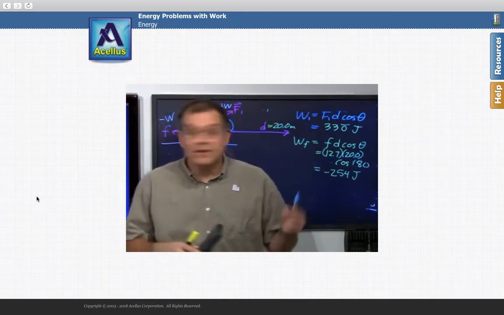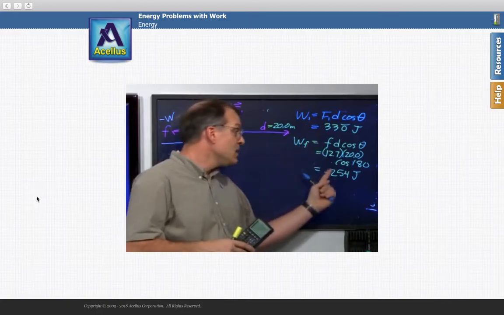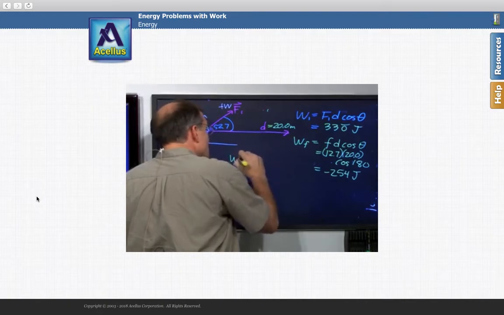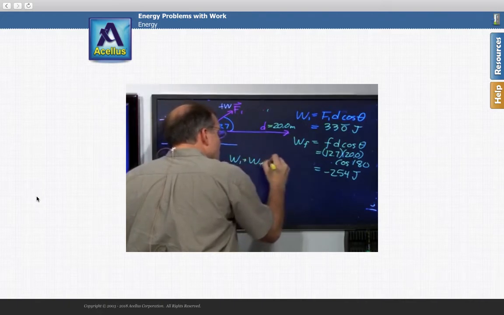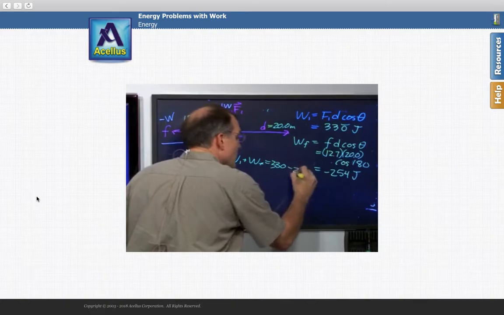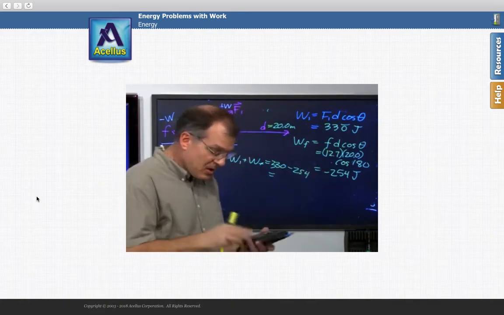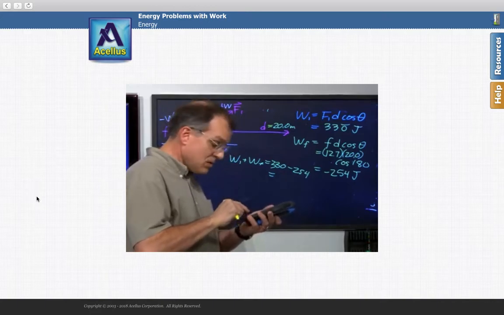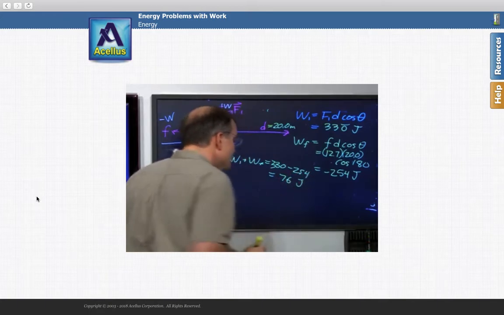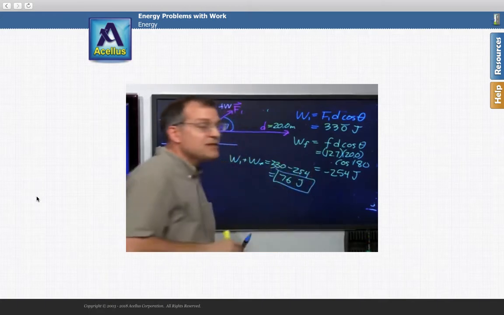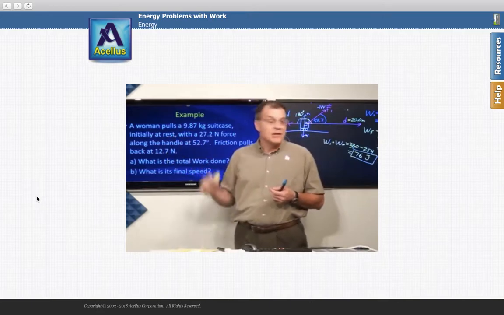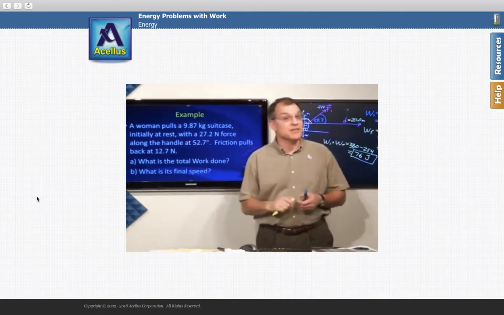Okay, the lady put in 330 joules of work. Friction took away 254 of it. So the total work is the sum of those two things. That's equal to, she did 330. Friction took away 254. So overall, the suitcase gained 76 joules. And I lost a sig fig in the process, so we only have 2 now. Okay, it's got 76 more joules of energy than it started with. So it started with none. It gained 76. So at the end, it's got 76.